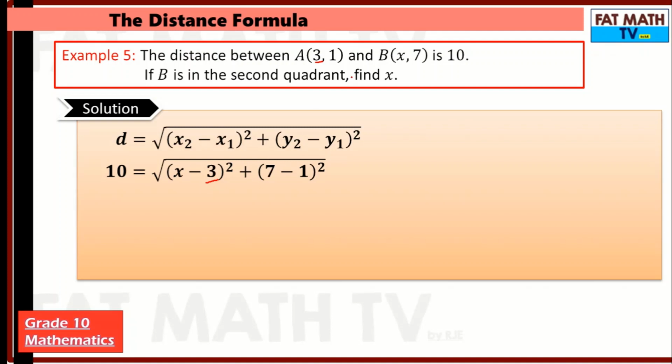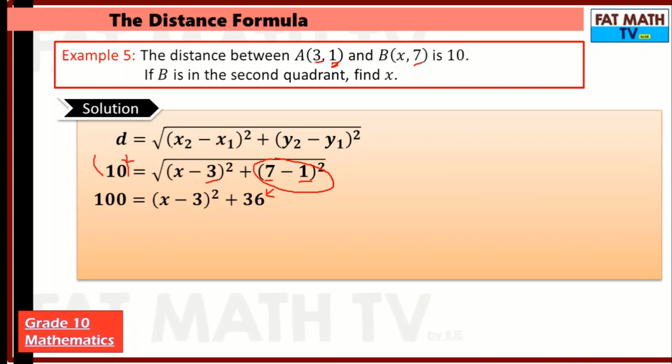Plus squared, plus y sub 2 is 7. That's why we have this, minus y sub 1 is 1, and copy squared. And then we will have 7 minus 1 is 6, and you can just square it immediately. So this one is 6 squared, that's 36.